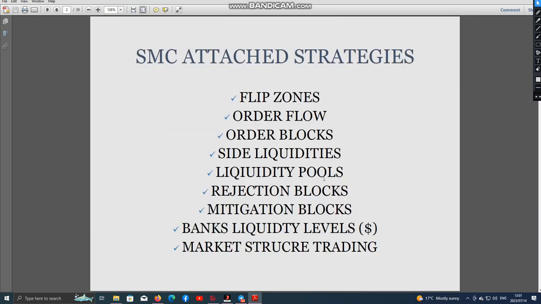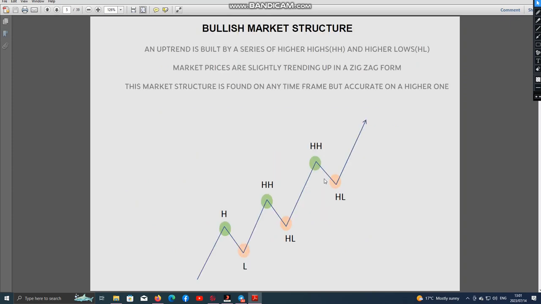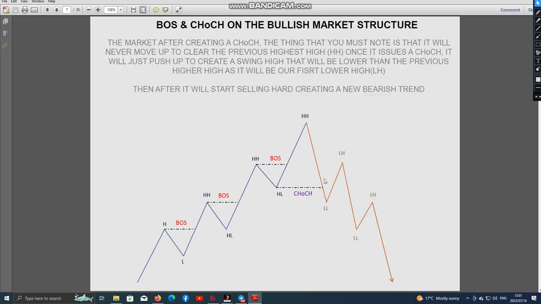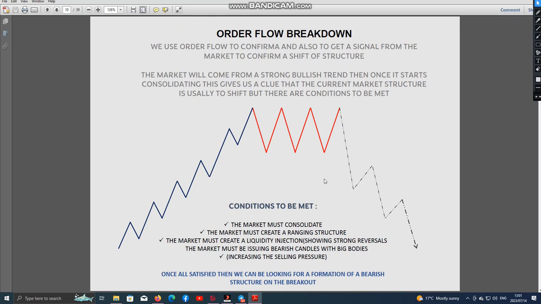If we check, we're done with market structures. We've done BOS, we've done this chart, so everything there is done. Now we are here on order flow. Order flow is something like this. This is just the explanation on the PDF, and now I'm explaining it in video format.